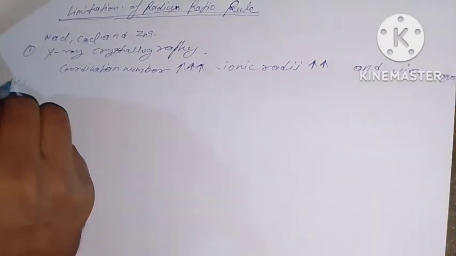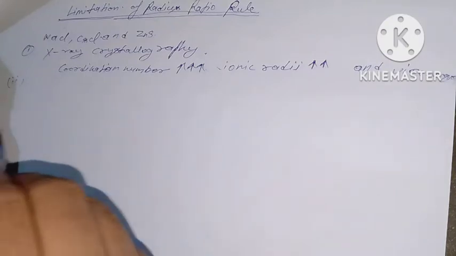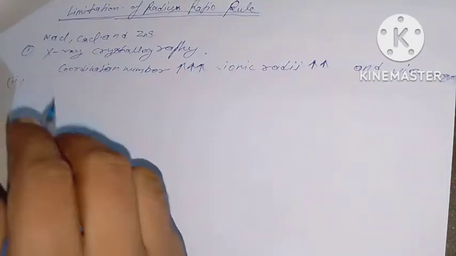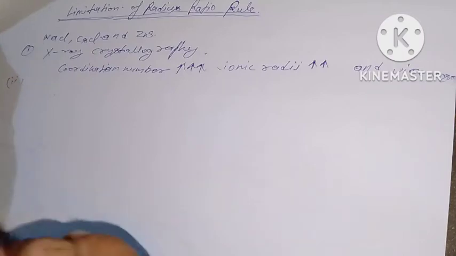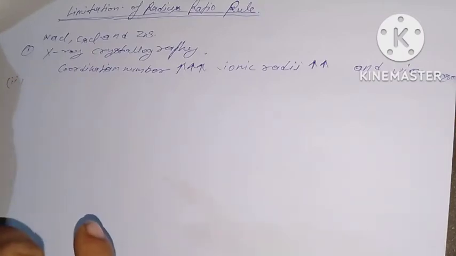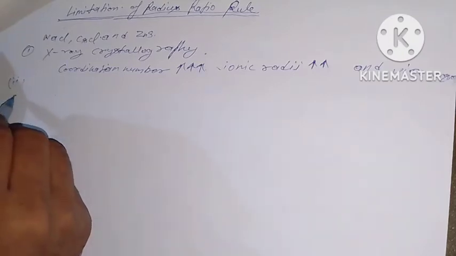Second point. An ion is treated as a sphere, that is, ions are spherical in shape. This is far from reality. Errors will appear if anions get polarized and bonding has some partial covalent character. Example, radius ratio for AgI is 0.52, which indicates the coordination number is 6, but actually it is 4 coordinated.